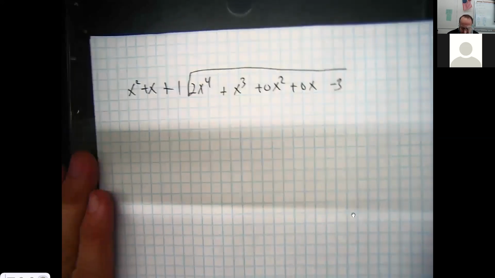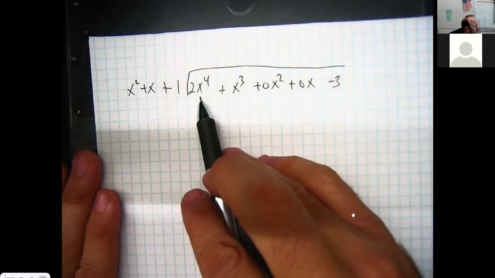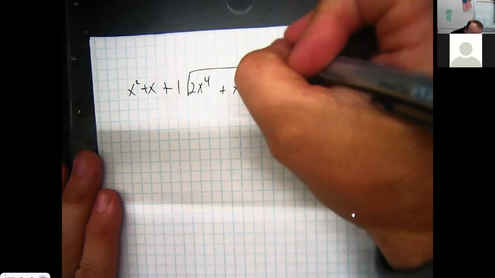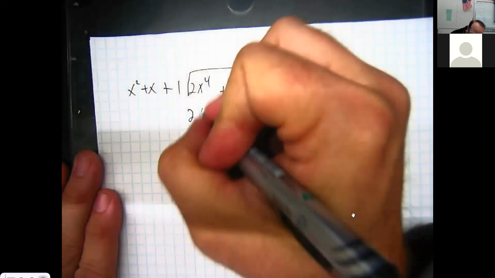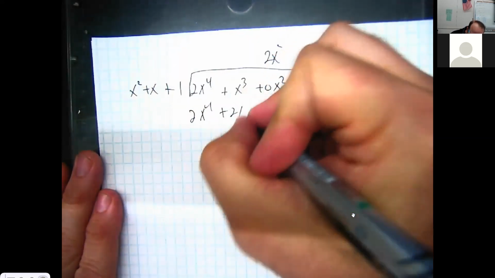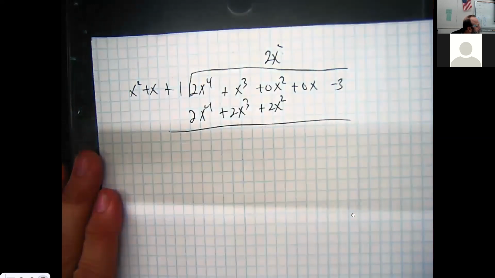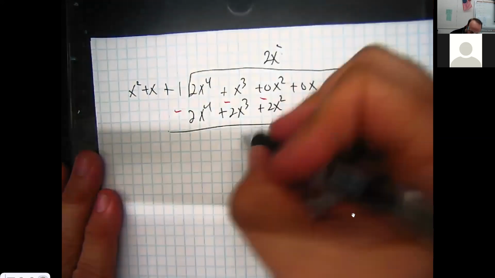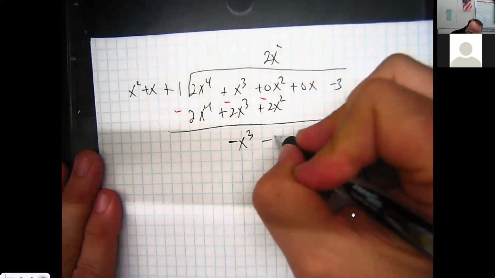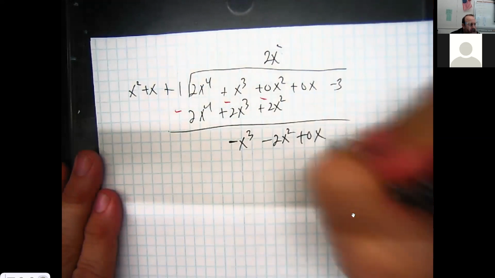All right, Cooper, what's magic? What do I need for 2x to the fourth? 2x squared. Put it right there. So I got a 2x to the fourth. I've got a 2x to the third. I've got a 2x squared. D, what do we have to do after we do all that? Flip the sign. Pop it on down. I'm going to get negative x cubed and negative 2x squared. I don't have any x's.